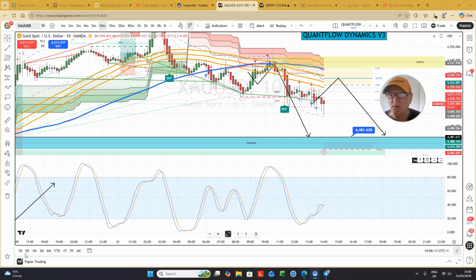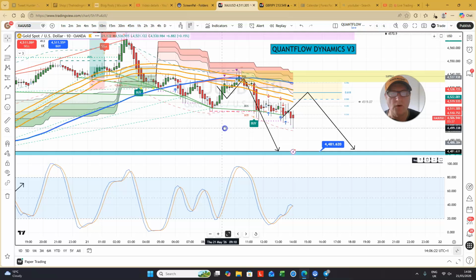Not much going on actually across the markets. They're all very quiet again. Unfortunately, not much we can do about that. But let's go on to the QuantFlow Dynamics version 3 on gold.